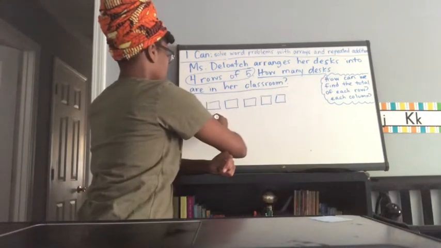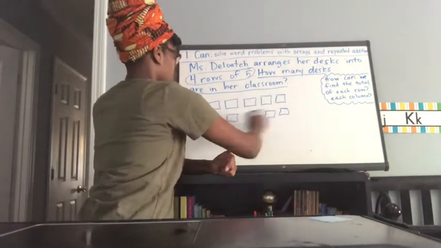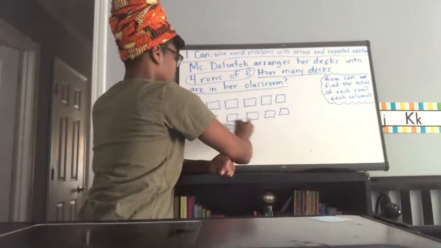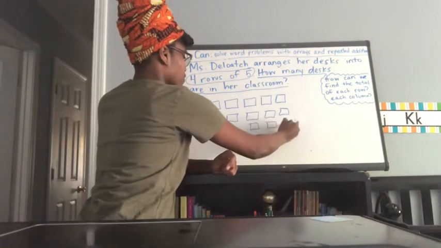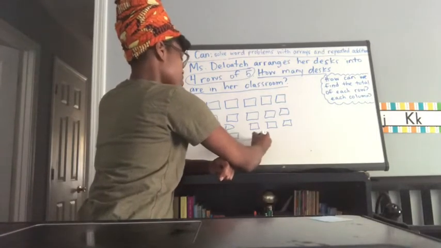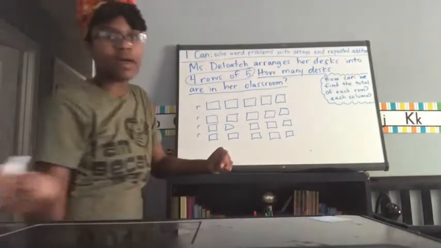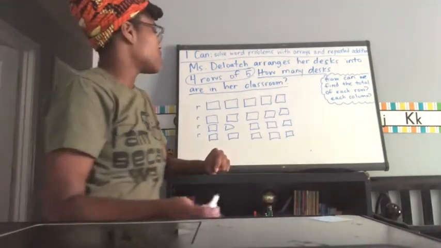1, 2, 3, 4, 5. 1, 2, 3, 4, 5. It's okay if the picture's not perfect. 1, 2, 3, 4, 5. Okay, now I have 5 desks in each row.